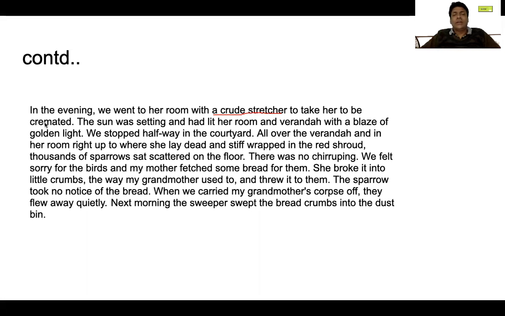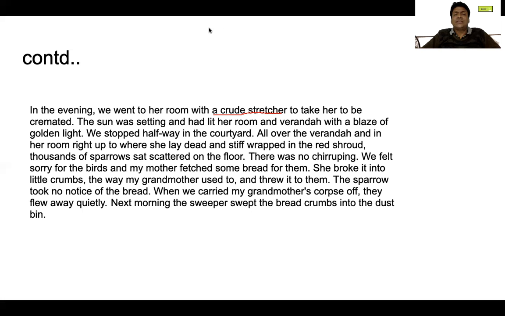Cremated, we know, crematorium, maybe for burning purposes, or burial purposes. But it is stated that normally cremated means crematorium, or burnt, right? So we went to her room with a crude stretcher, that is, putting her body on a bamboo or cane made manual bed, or manual stretcher, and taking her body to be cremated.